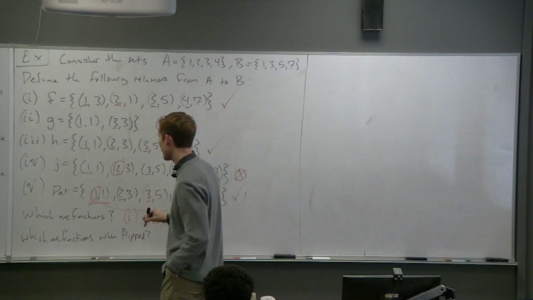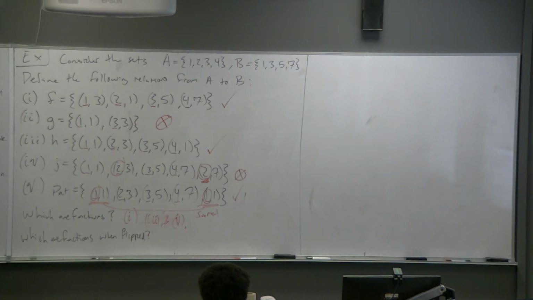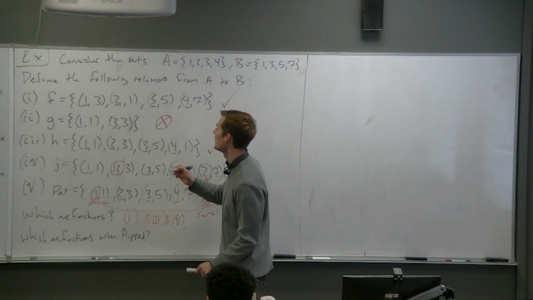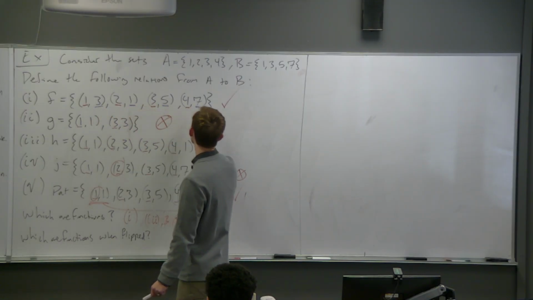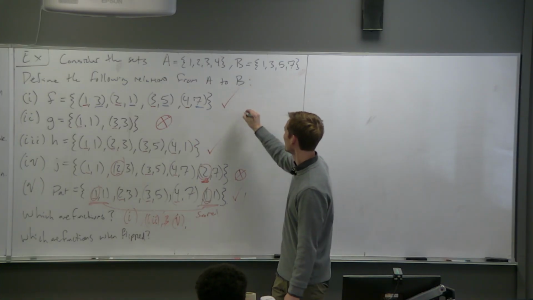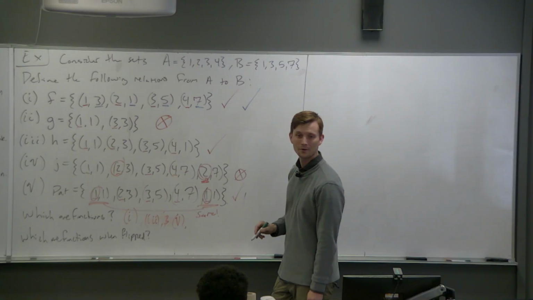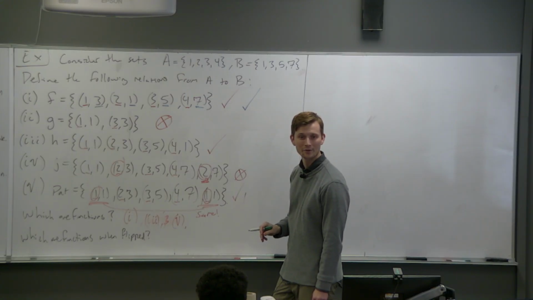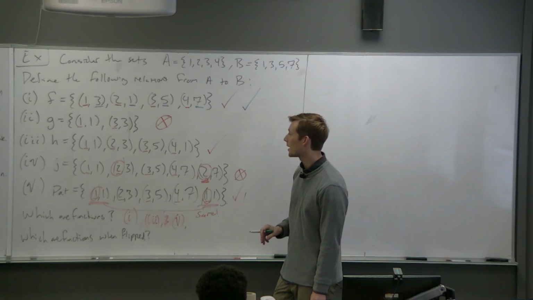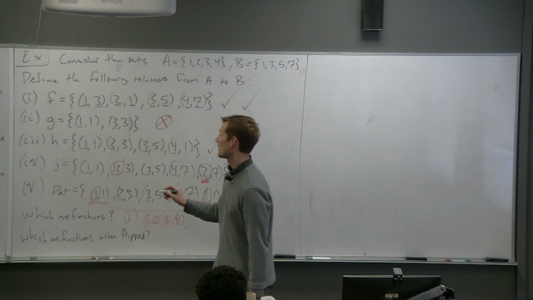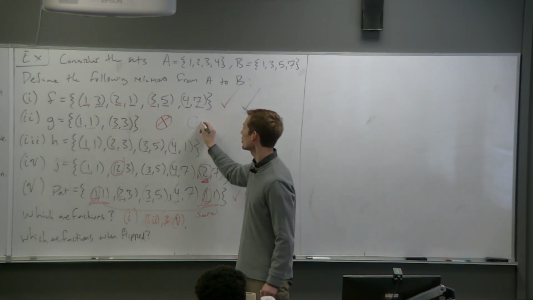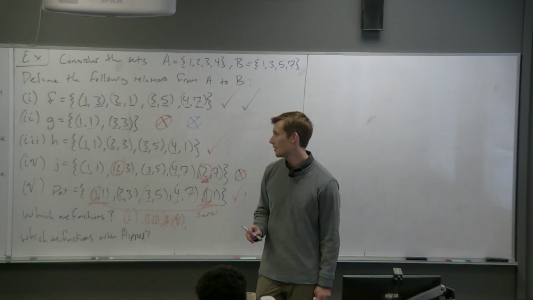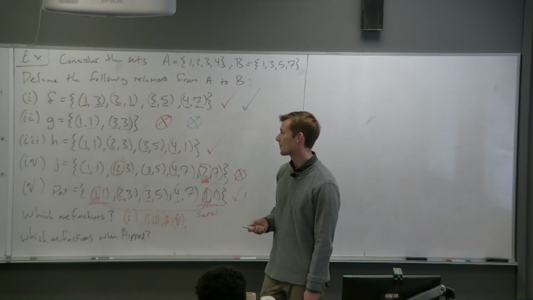Okay, here I've got, let me use a different color to make this clear. And now I say, hey, look, I've got 1, I've got 3, I've got 5, and I've got 7. All of B. So that one's good. 1 is indeed a function when you flip things around. Okay, what about 2? I've only got 1 and I've only got 3. I'm missing 5 and 7. Not a function.